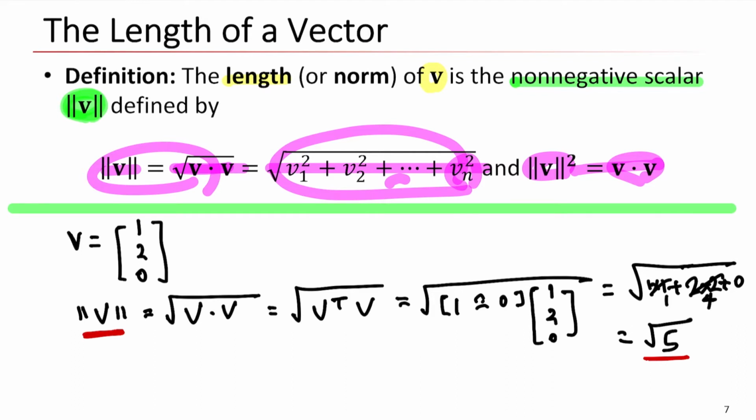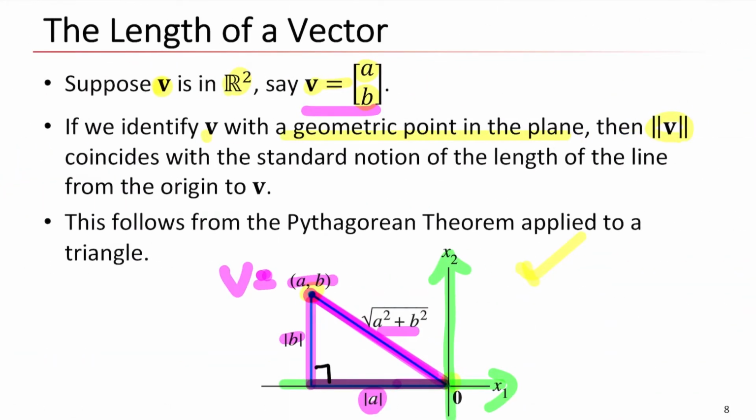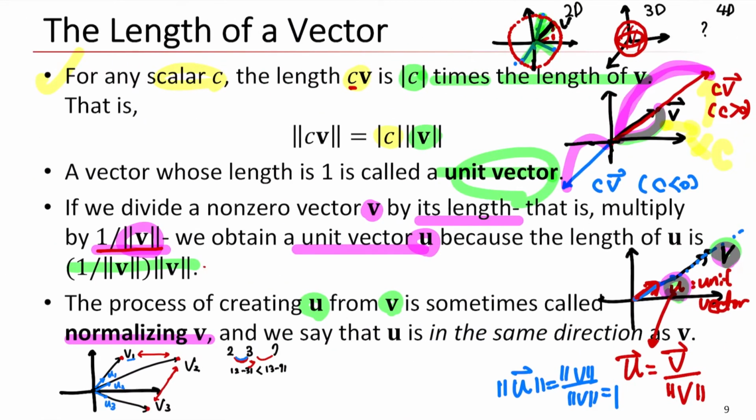We've also talked about the length of the vector, right? The length of the vector v is a non-negative scalar defined by the square root of the inner product of v and v, right? It can be defined like this. In other words, the length of v is the square root of v1 squared plus v2 squared plus up to vn squared, right? So this is the length of the vector. And there are some properties of the length of the vector.